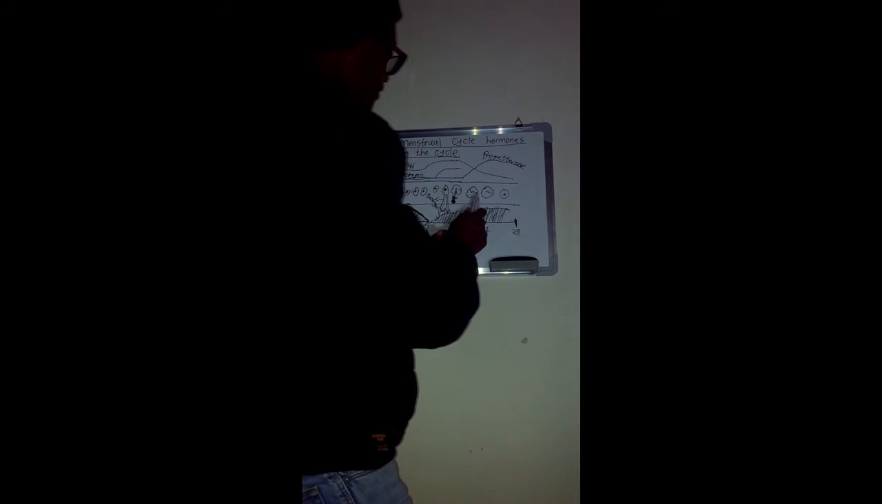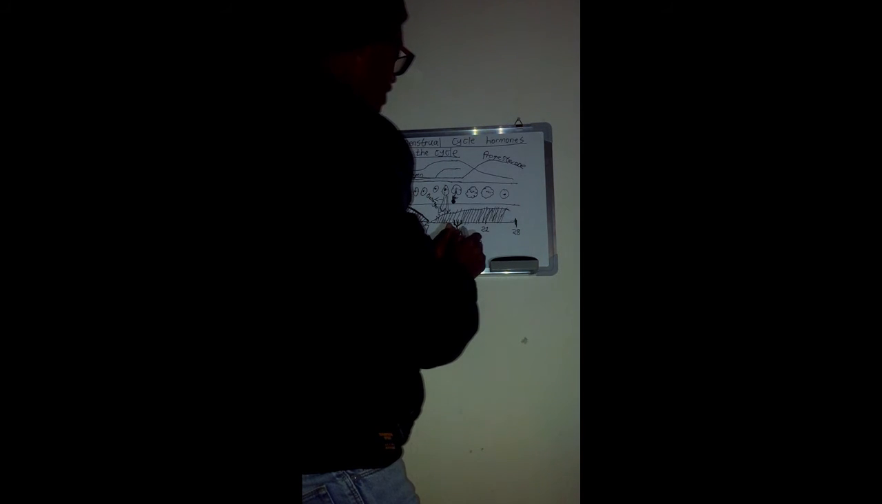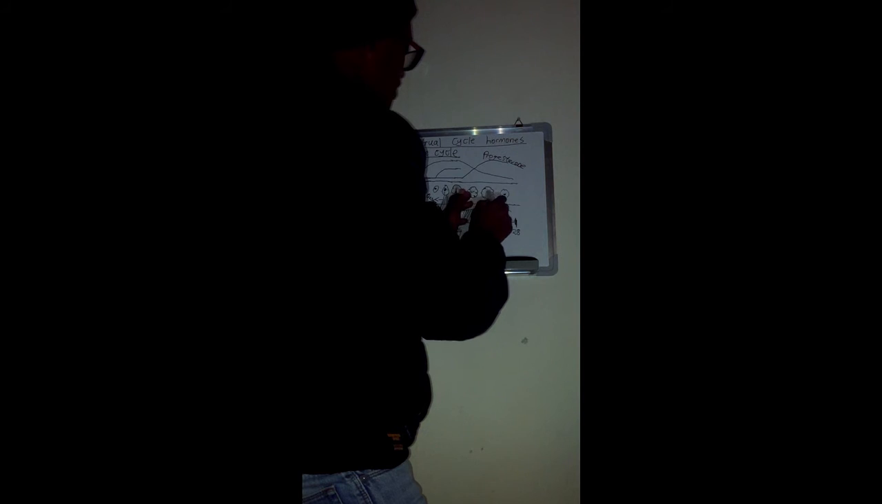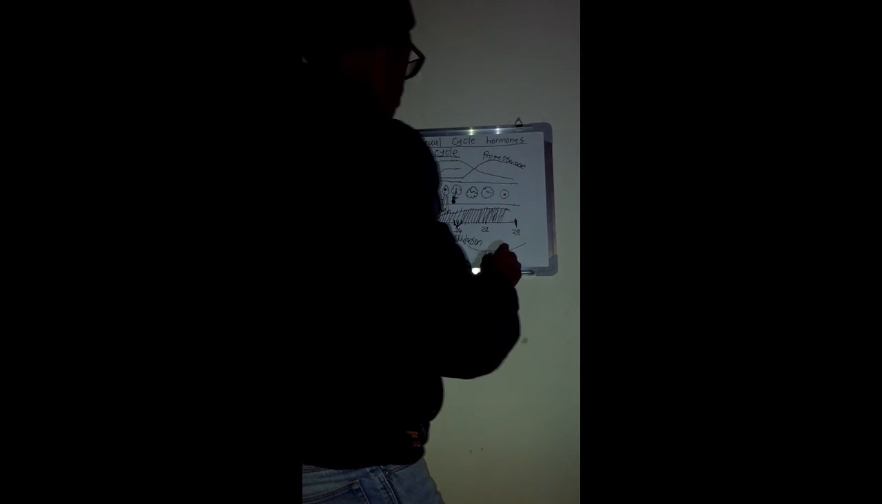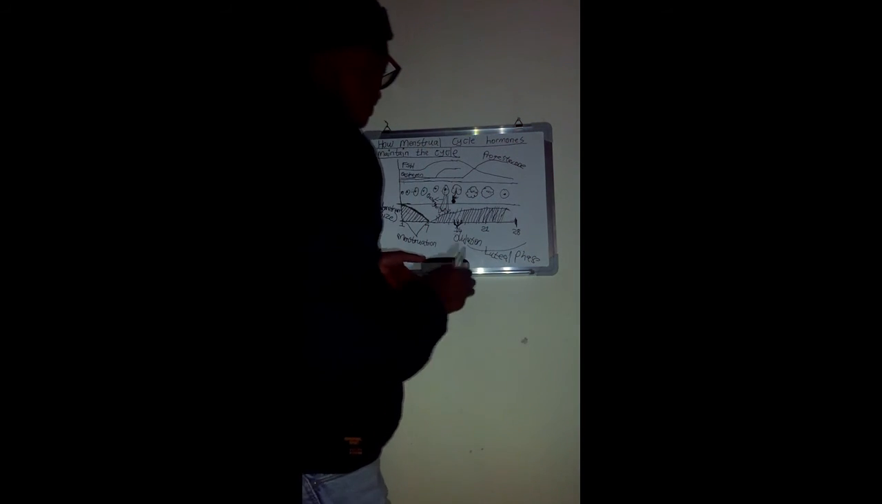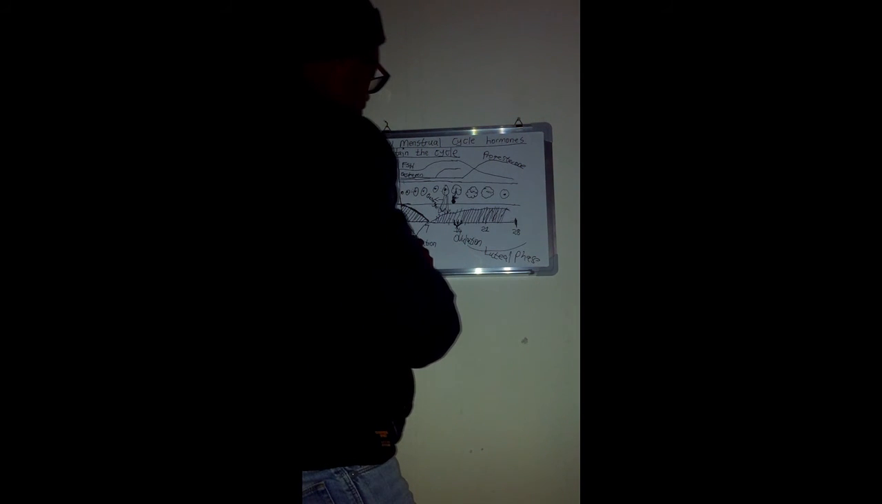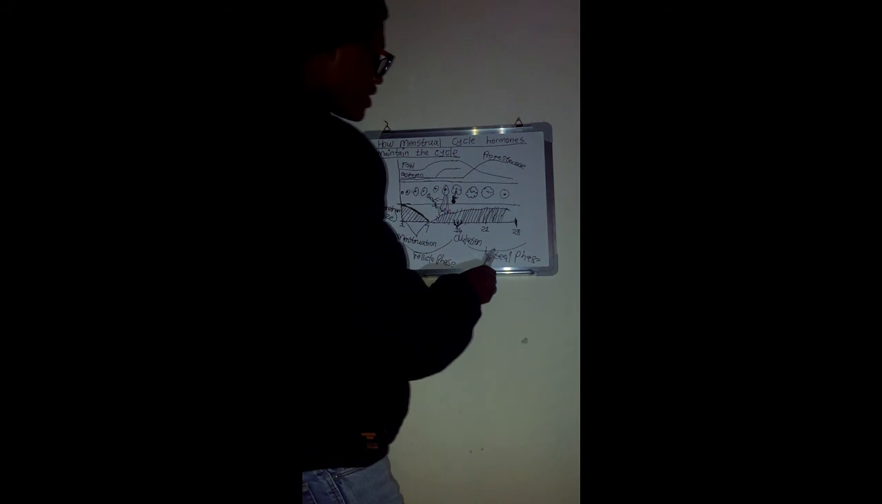And then from day 14 until day 28, we see this corpus luteum developing. This phase from day 14 until day 28, we call the luteal phase, but this one is not examinable. And this phase from day 1 until day 14, we call the follicular phase, because of the follicle developing, and this is the luteal phase because of the corpus luteum developing.